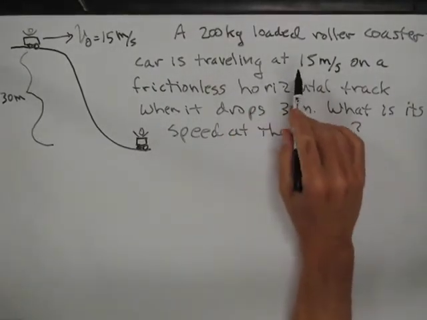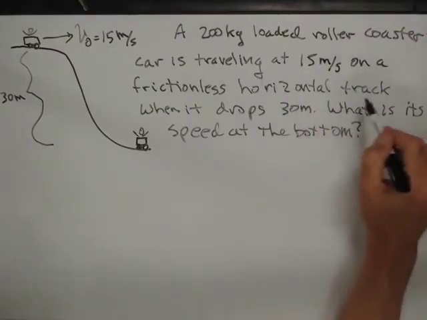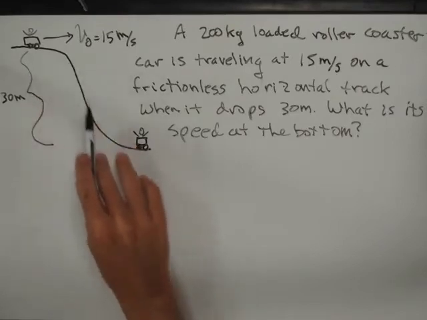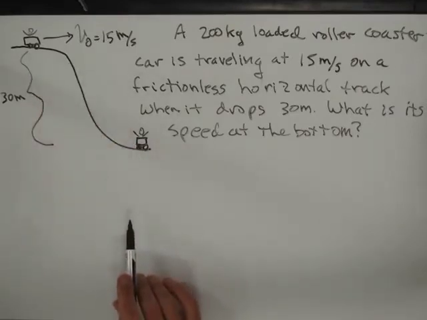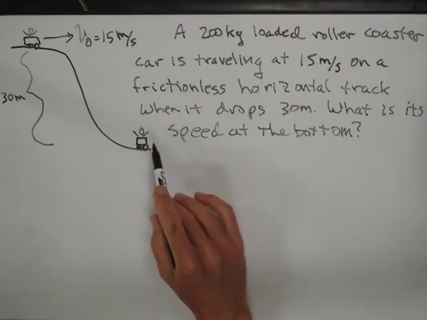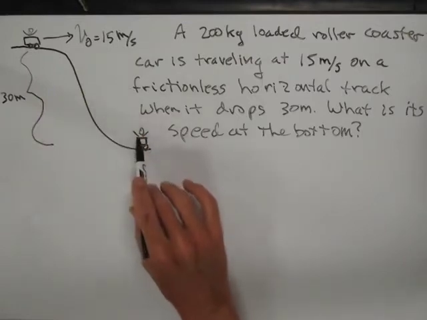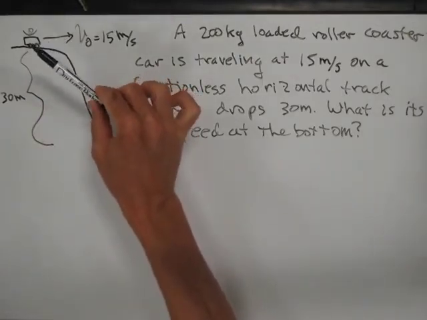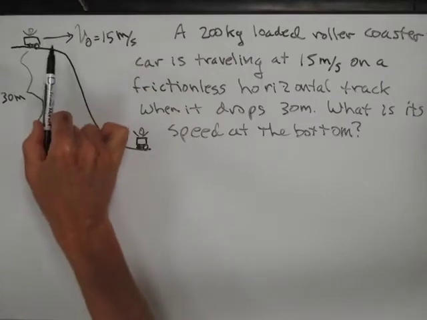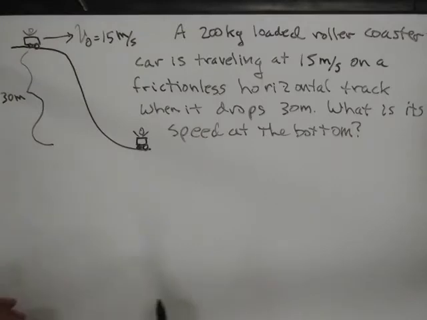A 200 kilogram loaded roller coaster car is traveling at 15 meters per second on a frictionless horizontal track. When it drops 30 meters, what is its speed at the bottom? And so this is an energy problem. Notice this would be a hard problem to solve using Newton's laws of forces, like we were doing in the last few chapters, because the ramp isn't straight, and so the forces that are pushing it down the track are constantly varying. This would be a very hard problem to solve that way, but using conservation of energy, it's pretty easy.